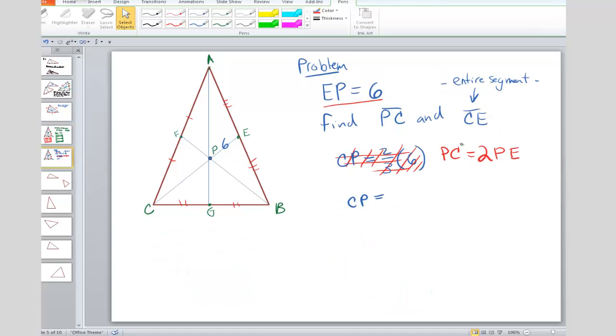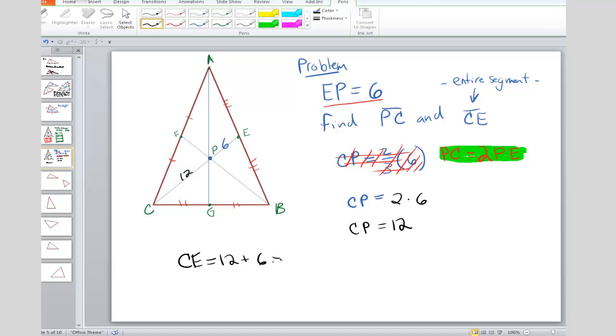Alright, so we go back here. Here's our lovely thing we got going on. Remember this right here, and we will go ahead and move on. We know what PE is, which is 6. So CP or PC is 2 times 6. So CP equals 12. So the entire distance CE, we could just take 12 and add it to 6. That will find it. So CE equals 12 plus 6, which equals 18. So we have our two values here.